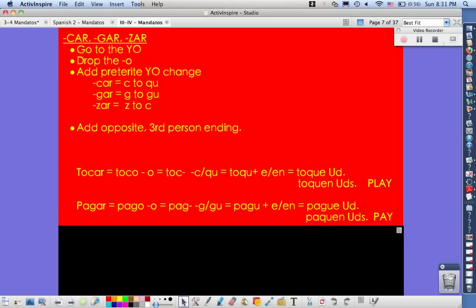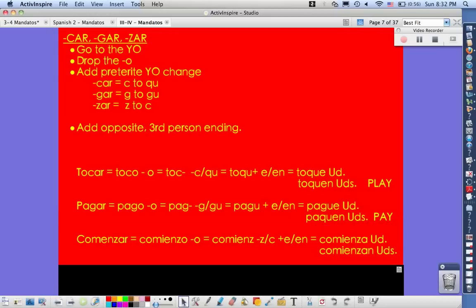Pagar would be an example of a gar verb. Okay. And comenzar is a stem changer, so please note comience. So you've got the stem change, and then you also have your change from Z to C. So please watch for those. Okay.